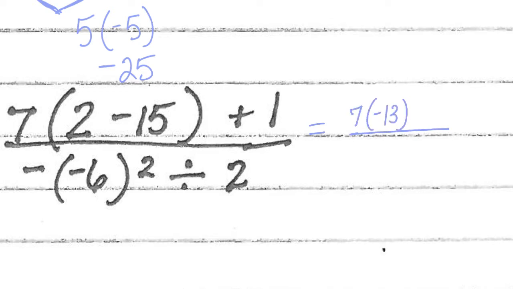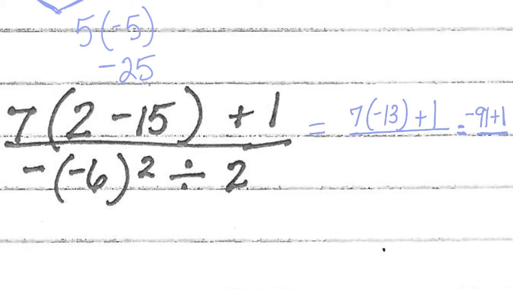Ooh, do we know negative 13? Hey, we did that one yesterday, didn't we? Yeah, we did. Negative 91 plus 1. Notice I just solved everything on the top. It just made my life easier. You can take it step by step, but you don't have to.